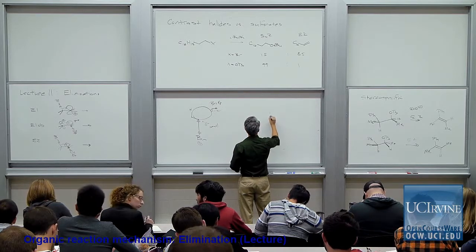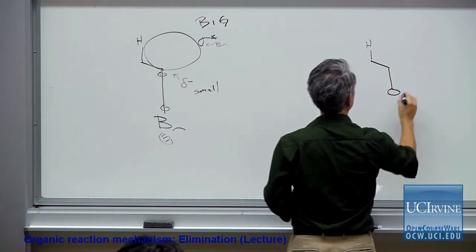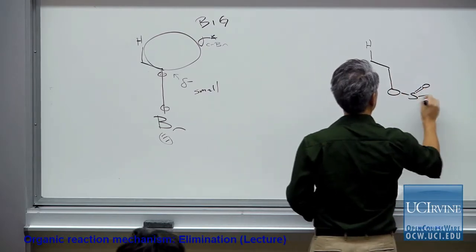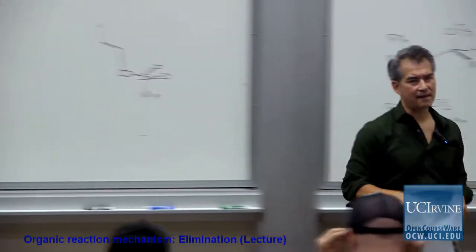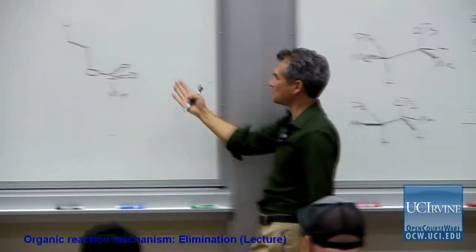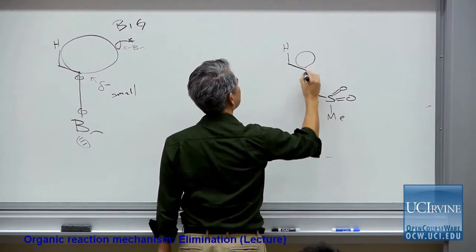Now let's contrast this with a sulfonate. This could be a mesylate, where I have methyl, or a tosylate if I have toluene there. It doesn't matter. What matters is this sulfonate. Now we've got a decent sigma star here.